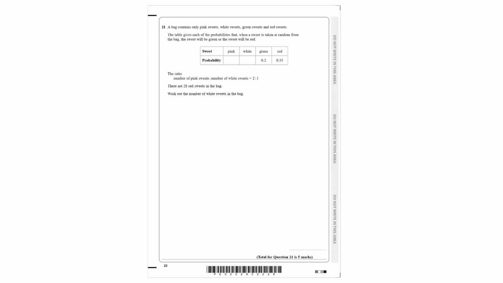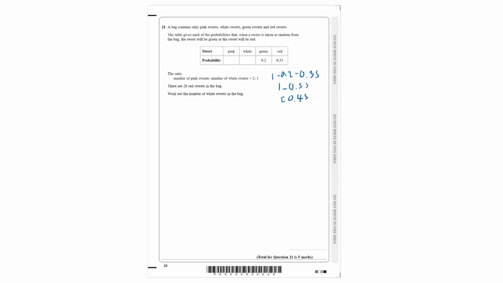The ratio of the number of pink sweets to the number of white sweets is already given. So we can deduce this as 1 whole is 1, and if we subtract the probability of green and red, we'll find the probability of pink and white. So 1 minus 0.2 minus 0.35. That's the same as 1 minus 0.55. So we're left with 0.45.